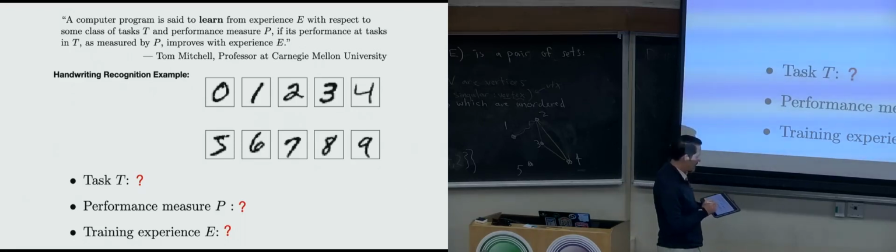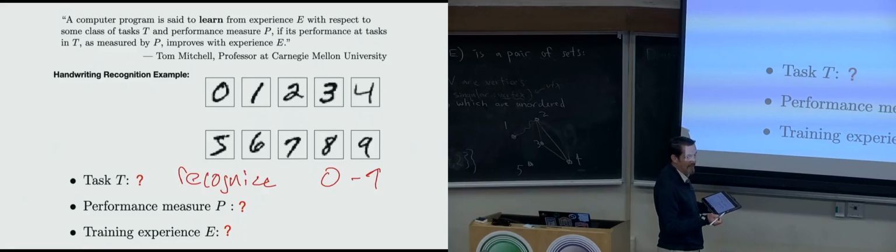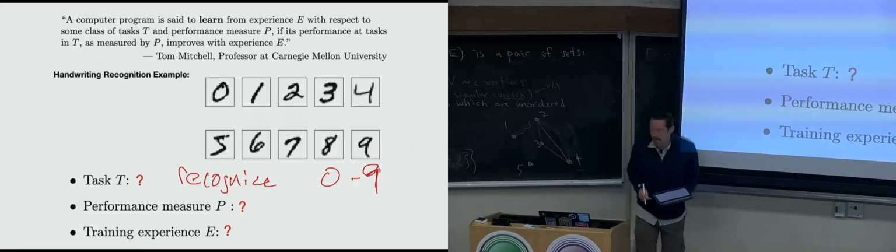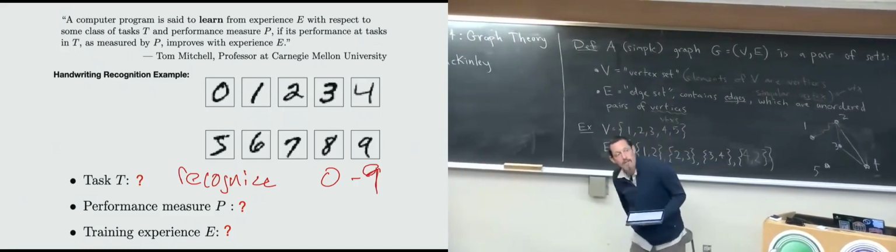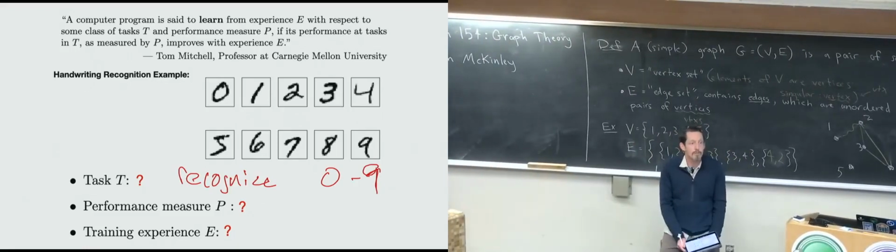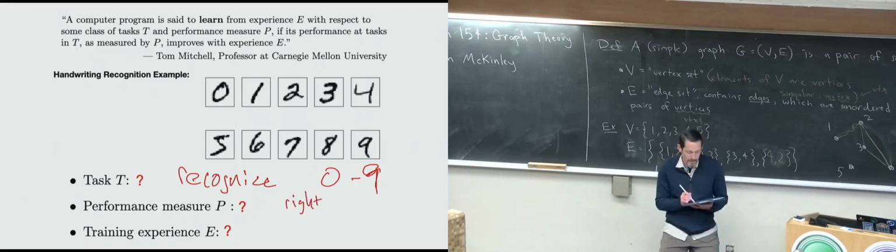So what's our task? Our task is we want to recognize the digits. See, look at my handwriting. That's supposed to be a 9. Okay. We want to recognize 0 through 9. What's a good performance metric? Somebody help me out here. How could we measure performance at this task? Yeah. How many it gets right? So, like, you want to do raw number right, percent right? The ratio of right ones to wrong. Okay. A ratio of right to wrong.